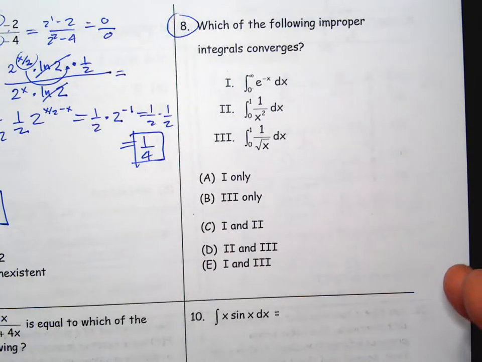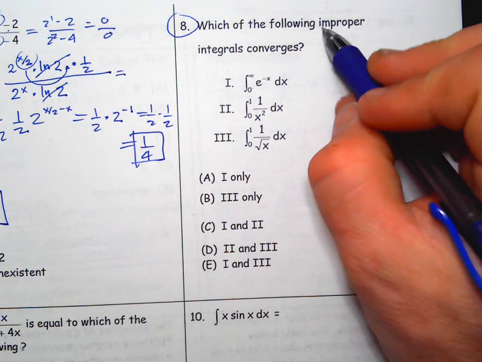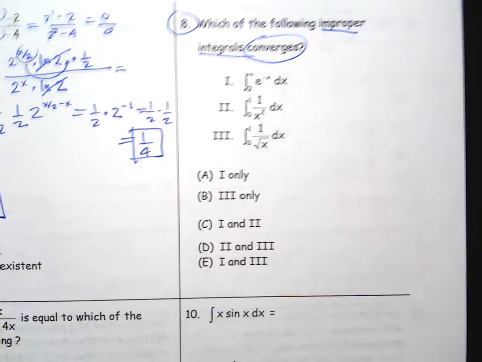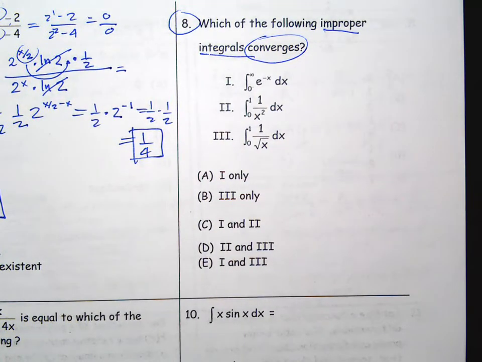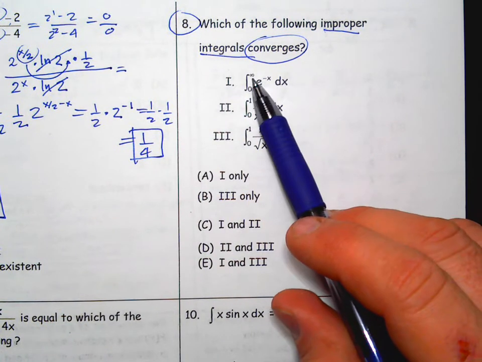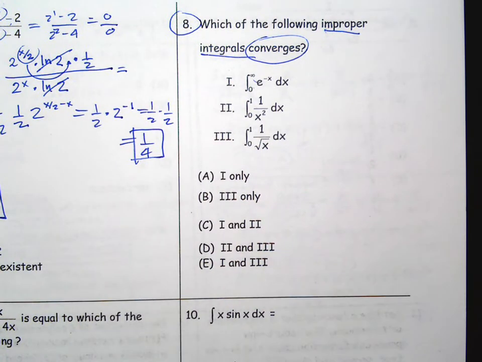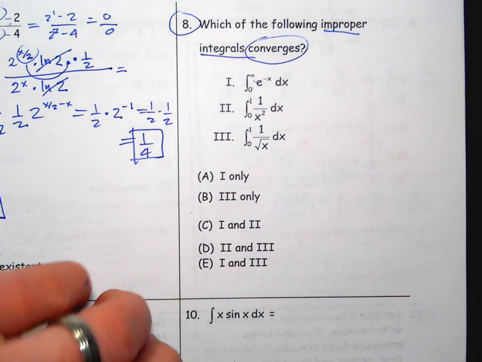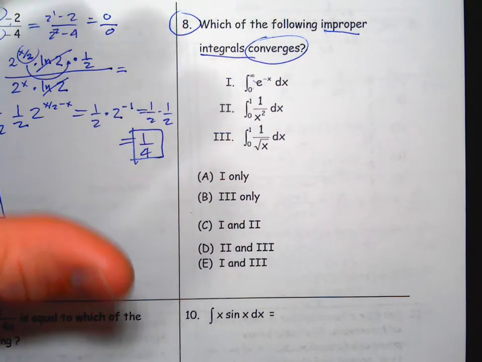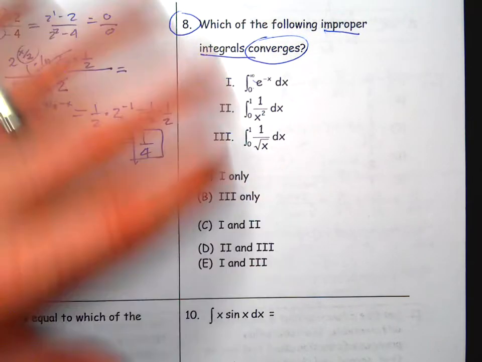Number 8, which of the following improper integrals converges? And that means it gives you an answer, because improper integrals can blow up to infinity because they involve either integrating to infinity, like an infinite area, left to right, limits, or it might involve integrating a function that blows up to infinity right where you're integrating. So sometimes those diverge, sometimes those converge.